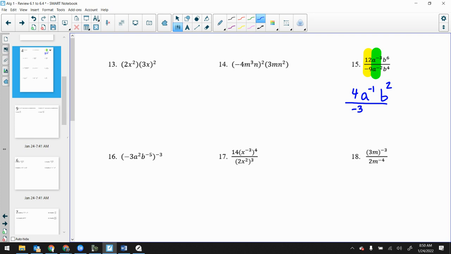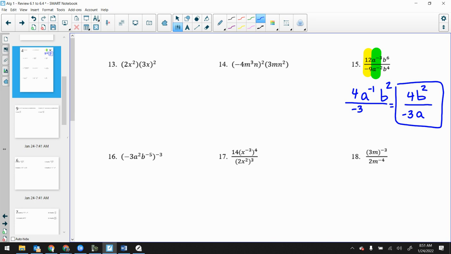Now, can I leave that as an answer? No. Remember that a negative exponent or a zero exponent are not simplified answers. You must remove those. So like this negative exponent of 1 here, that has to go away. 4b squared over negative 3 times a. You could say negative 3 times a to the first. That would be fine. Why did I not move the negative 3 up to the top? Because it's the number that was negative, not the exponent that was negative.